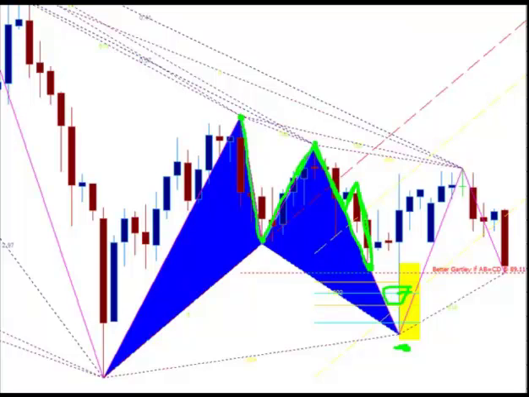finding the entry, but instead knowing when this AB equals CD pattern is not valid, and therefore decreases the likelihood of the harmonic pattern working out. And the first is that the BC leg cannot exceed the AB leg, meaning that you cannot have a retracement that goes from here all the way, and this is the BC leg, that retraces past the point of A. Okay, so this is invalid right away.